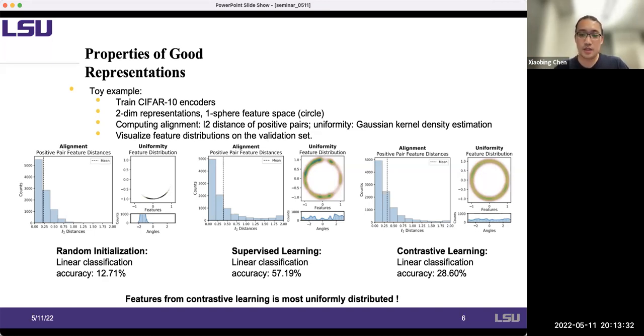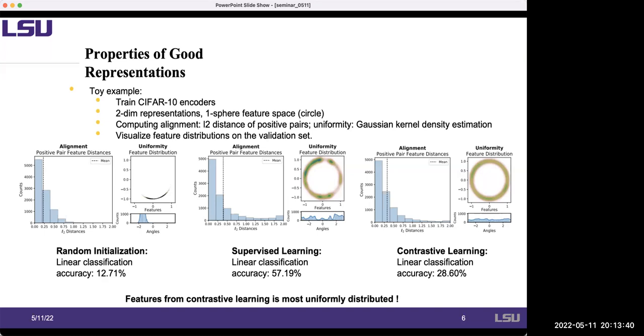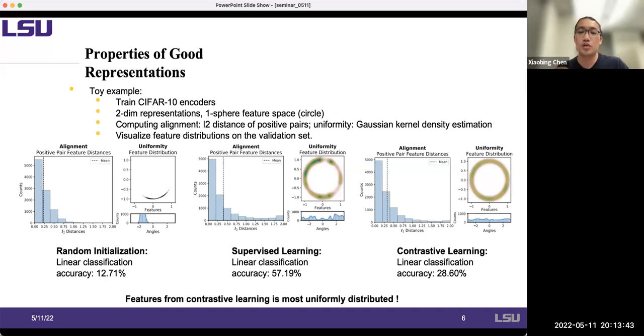All right, so the conclusion for this toy example is that the features from contrastive learning are most uniformly distributed. Here we use the InfoNCE loss, and here is the result of the contrastive learning. We can see that if we fully train the encoder, eventually it will give you a circle-like distribution. Here it is only for 2 dimensions. In high dimension, let's say n dimensions, we will have an n-1 sphere, and we also expect it to be uniformly distributed for all the classes.